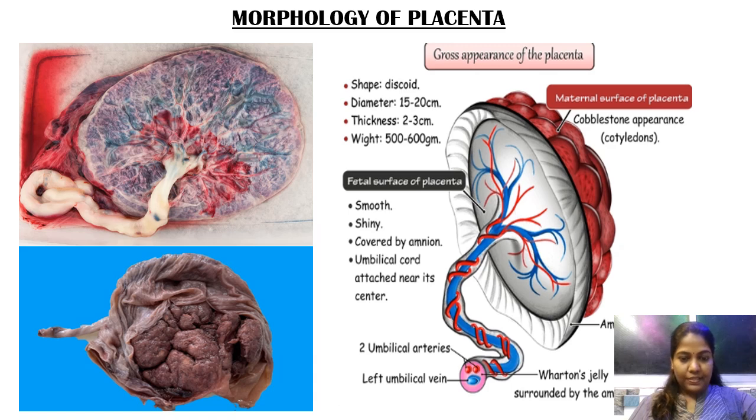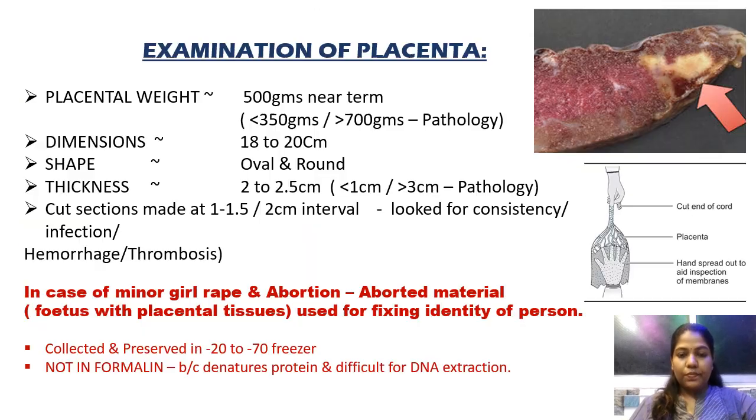Coming to the morphology of the placenta. The placenta has two surfaces, the maternal surface and the fetal surface. The maternal surface will have cotyledons, that is, these bumps, because of the invagination of uterine vessels within the myometrium and the spiral artery having its course. The fetal surface will be smooth. The placenta will weigh around 500 grams near term. It will be around 20 centimeters in diameter, oval or round in shape. Thickness will be around 2 to 2.5 centimeters.